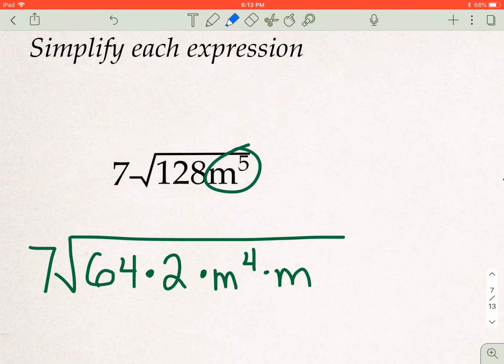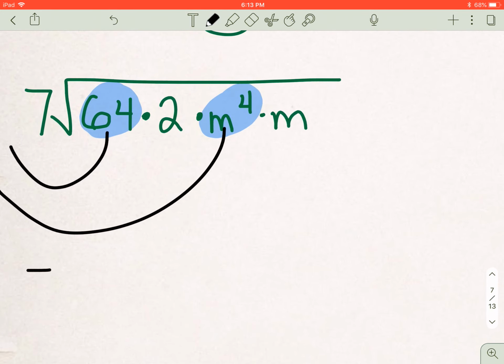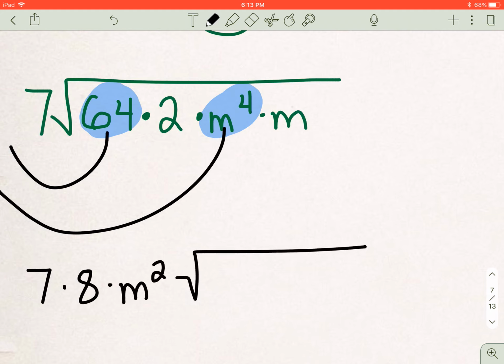Now I look for my perfect squares. That'd be 64 and m to the 4th. So I'm going to take those out and pull them out. So I'm going to rewrite this as 7 times, well, the square root of 64 is 8. The square root of m to the 4th is m squared, and I leave everything else inside of my radical.